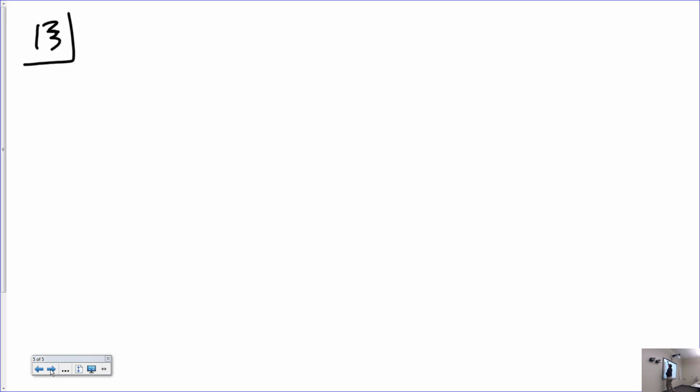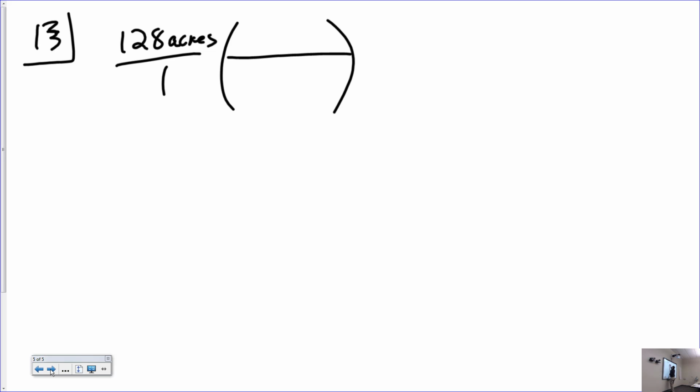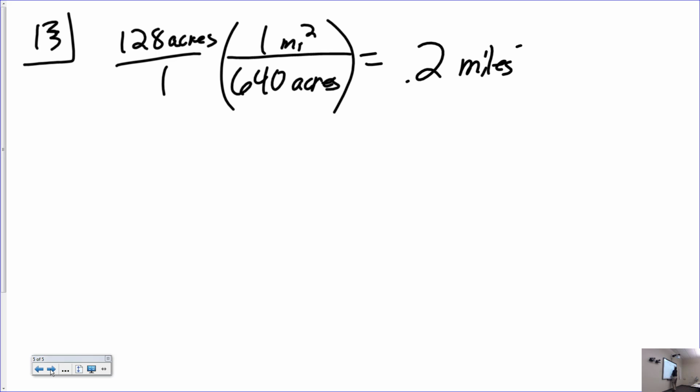So 13, working with the acres to square miles. So the key to this one is that there are 640 acres in 1 square mile, and the square is already built into the conversion, so you don't need to do any squaring. This is one of those where it's straight up, just multiply these across and you're done. So when you multiply it across, it turns out to be 0.2 square miles. So when the conversion has the square, you don't have to do it. It's when it doesn't have the square, but you do, that you have to.